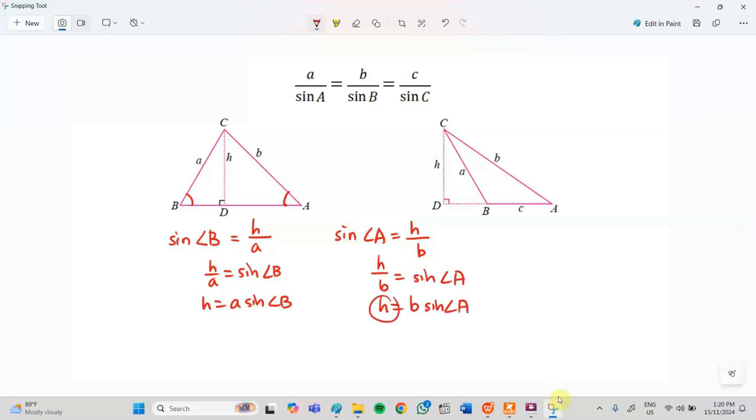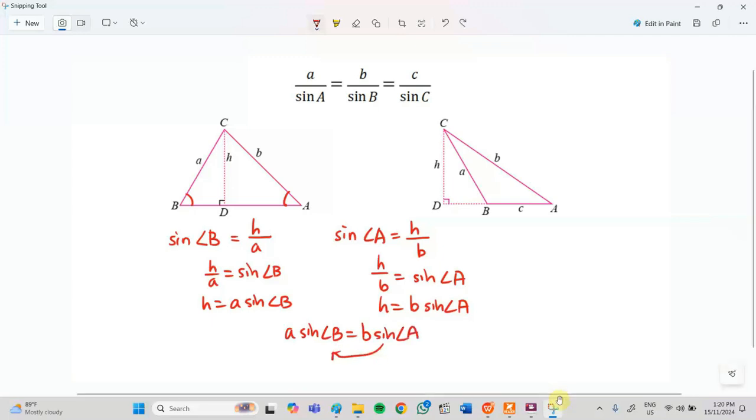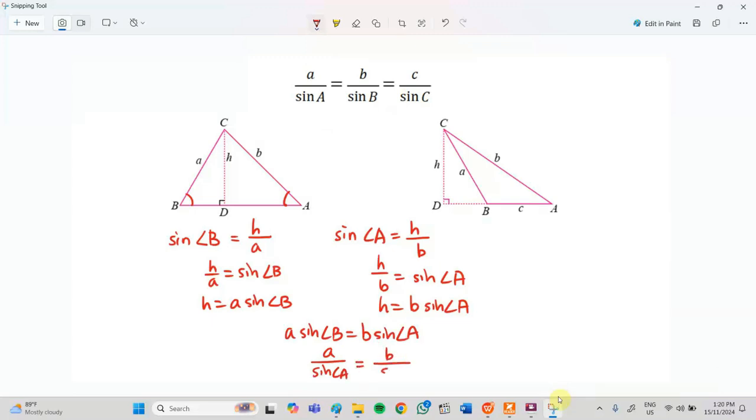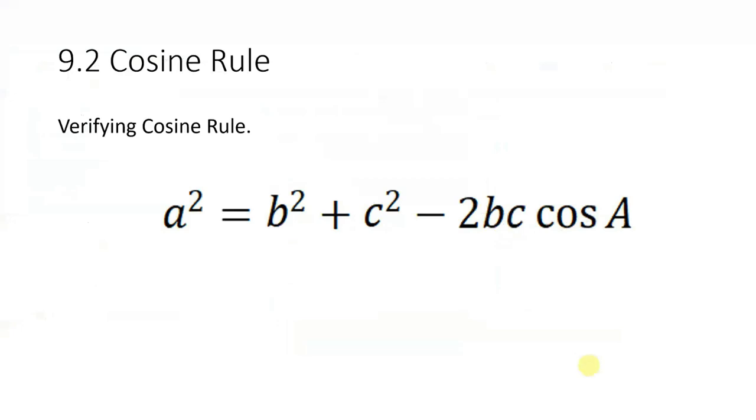Since h is the same for both, the height is the same, then we can let a sine angle B equal to b sine angle A. And if we move the sine to the other side, you will have the formula: a over sine angle A equals b over sine angle B. Or if you want, depends on the question, you can have sine angle A over a, which equals sine angle B over b. Next, we have 9.2 cosine rule.